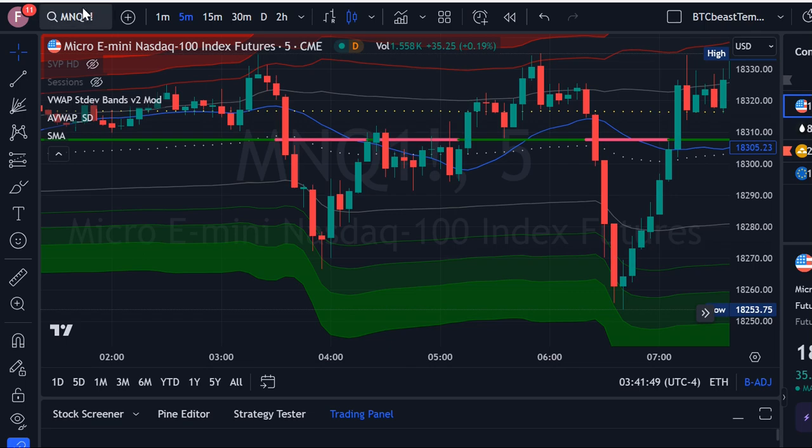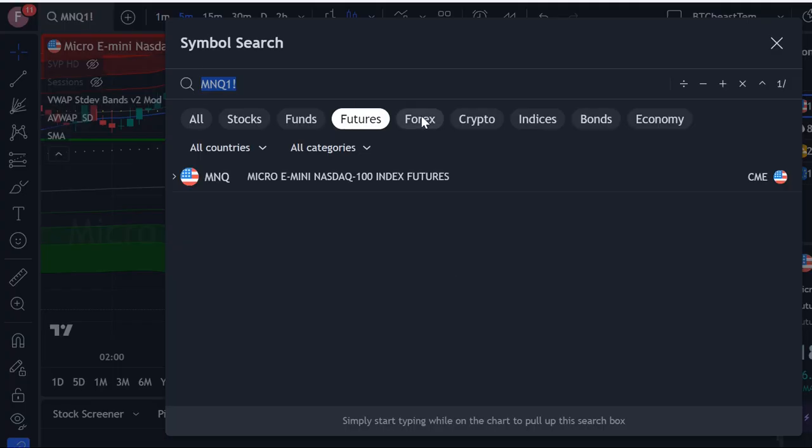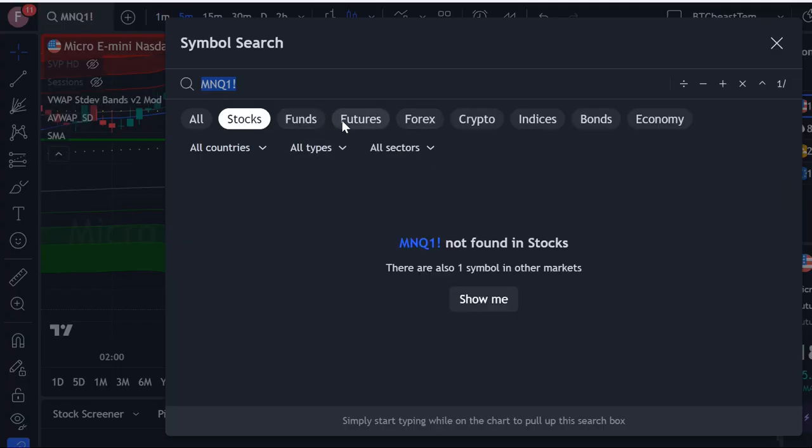So let me pull up a new chart. Let's just pull up something completely different. Let's pull up a crypto. It shows this really well. Let's just look at good old Bitcoin.